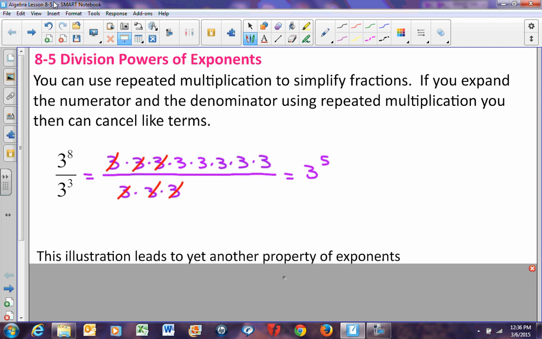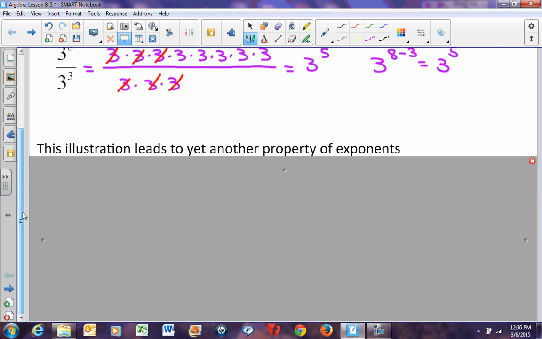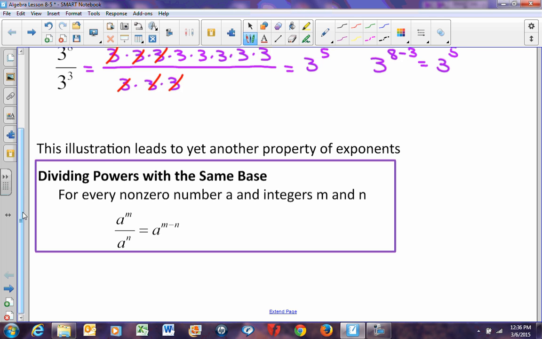If you look at this, hopefully you'll notice that 3 to the 8 minus 3 is equal to 3 to the 5th power. Which in other words means if we have a division of exponents, we can subtract the exponents to get to our final answer. This illustrates the last property of exponents that we're going to talk about in this chapter. And that's the property of exponents of dividing powers with the same base.